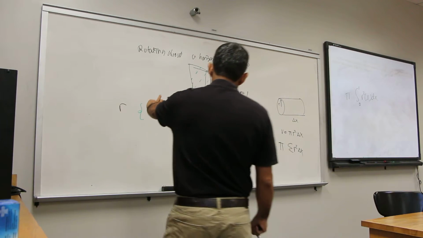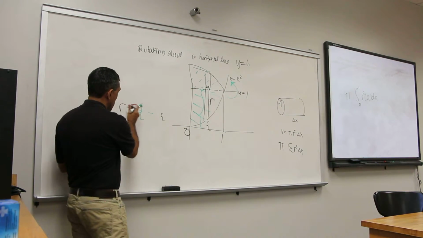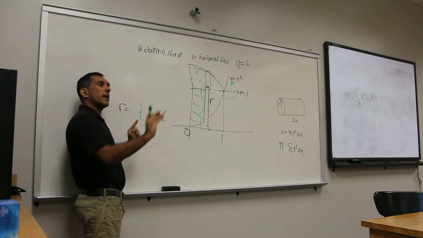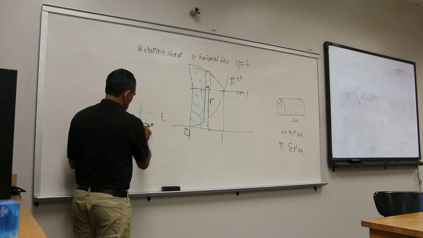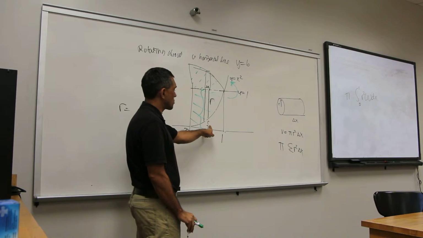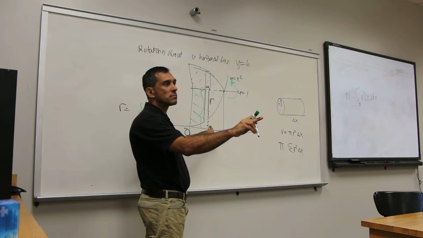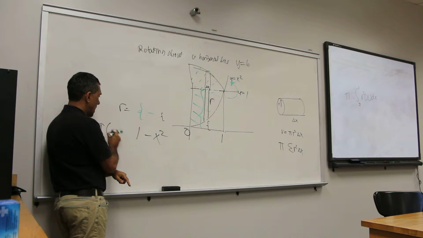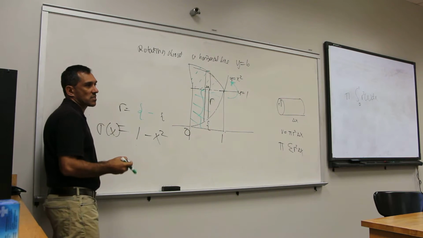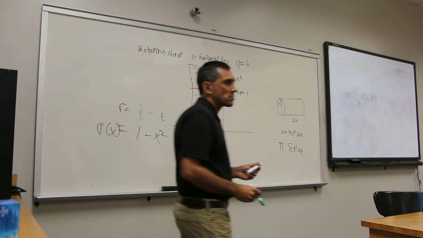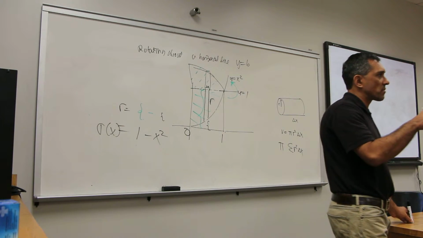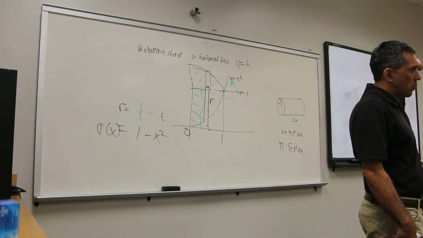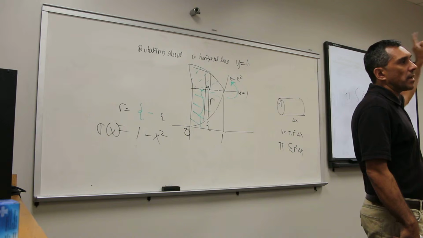This is what? One. This is what? X squared. There is my radius as a function of x. That is to say, I will have to square that thing and integrate it from 1 to 0 and then multiply by pi.